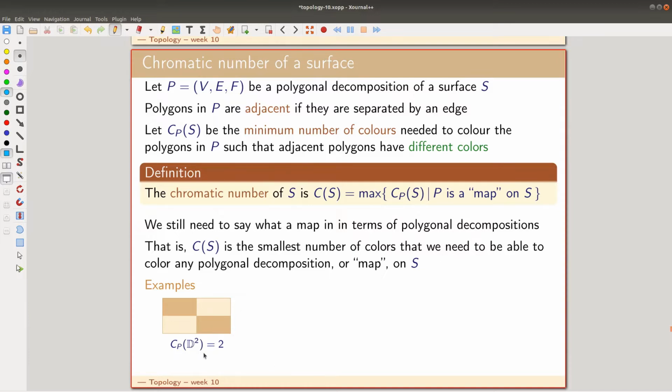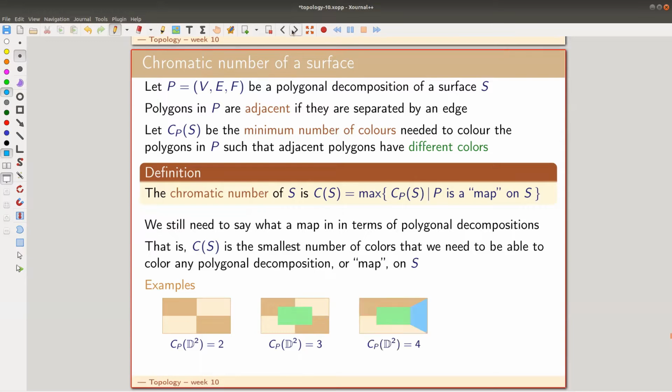So you have a few more examples. In this case, my underlying surface is a disk, which is just some disk that I usually like to write as a square, as a rectangle. Here you can see for this map of the disk, 2 colors suffice. So with a fixed P, the polygon decomposition, the map itself, I need 2. But of course, this one here, which is a different one, needs 1 more color, so it needs 3.